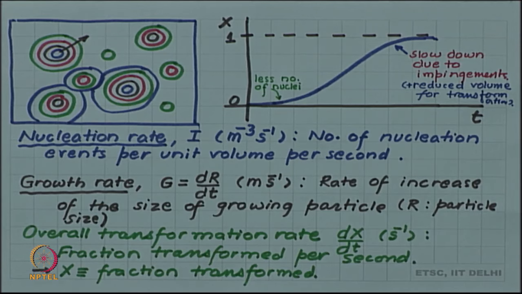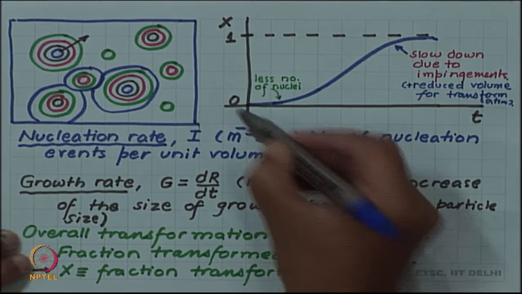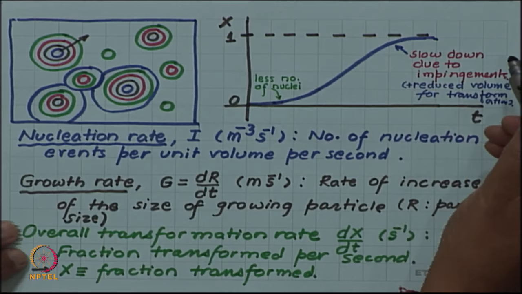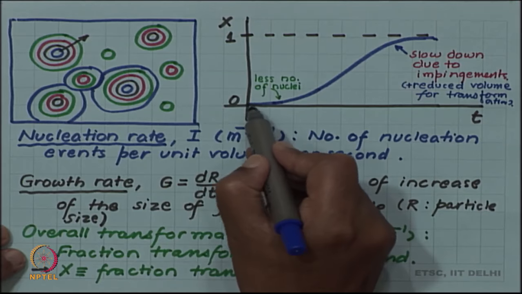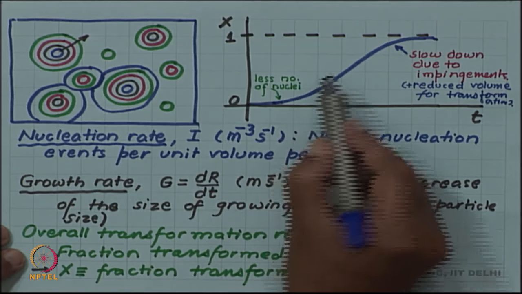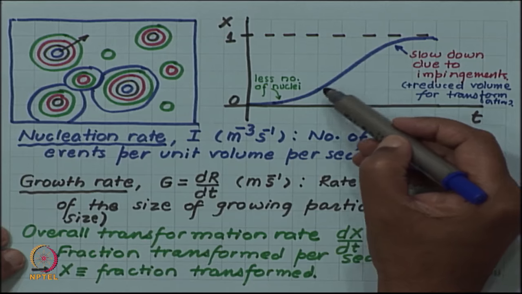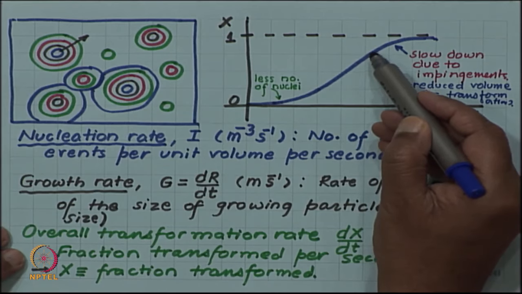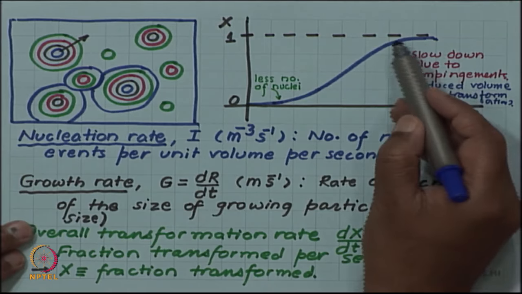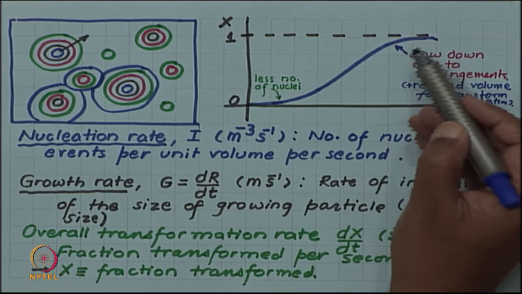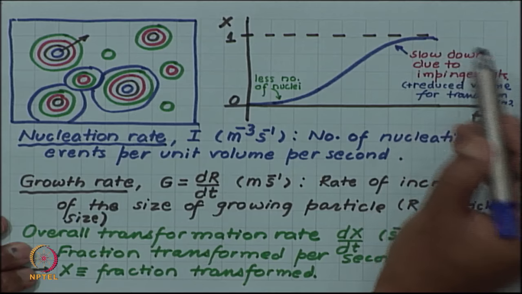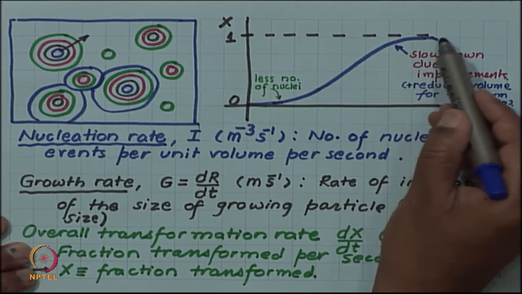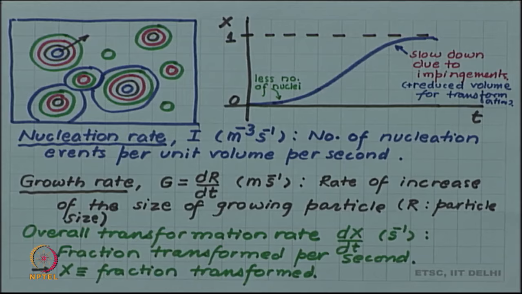So, this S curve is generally what is observed for any transformation: the fraction transformed initially grows slowly, but as nuclei build up it picks up in rate, and finally towards the end impingement starts taking place and the volume remaining to be transformed is less. So, the fraction transformed again slows down in terms of its time rate.